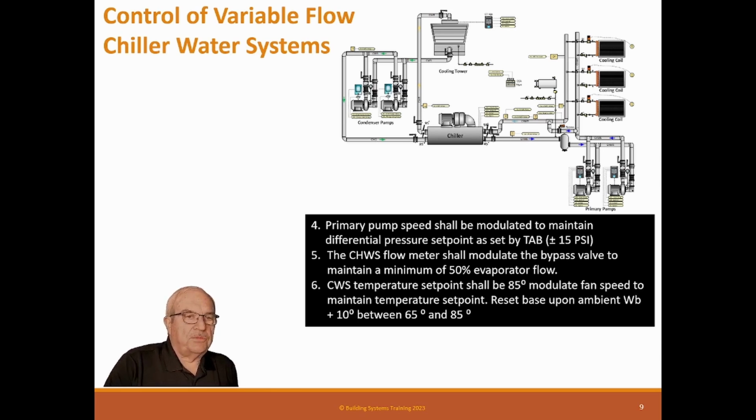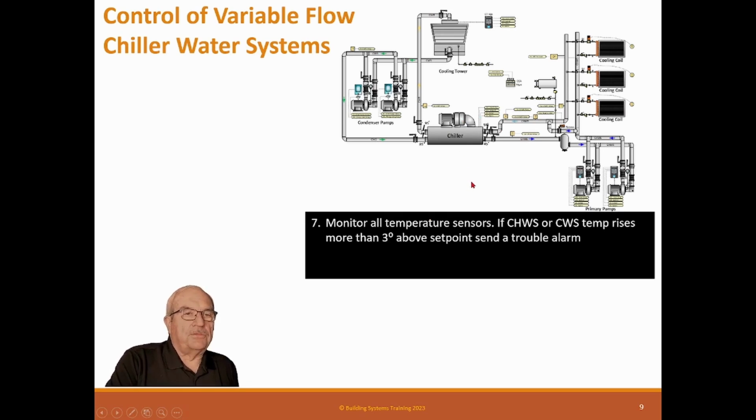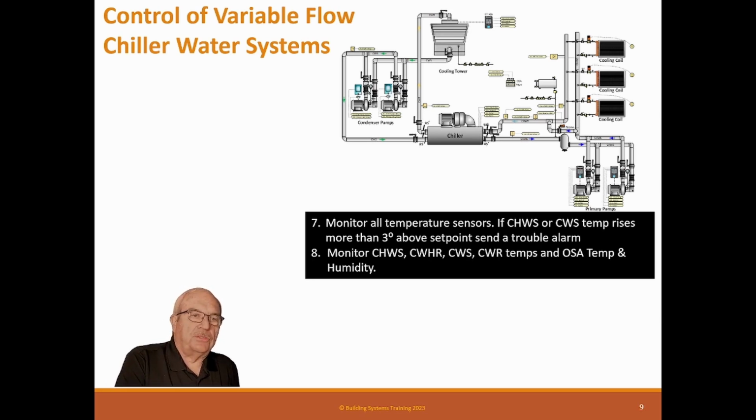Condenser water supply temperature set point should be 85 degrees, modulated by fan speed, and then reset from wet bulb plus 10% between 65 and 85, just like the last system, depending on the type of chiller. Monitor the temperature sensors. If the chill water supply temperature or the condenser water temperature rises more than 3 degrees above set points, send a trouble alarm. Monitor the chill water supply, chill water return, condenser water supply, condenser water return temperatures, and outside air temp and humidity. Pretty simple control, and the real thing about these is that bypass flow.